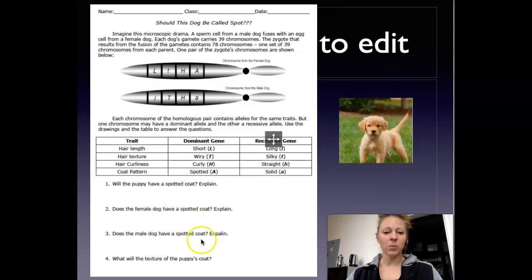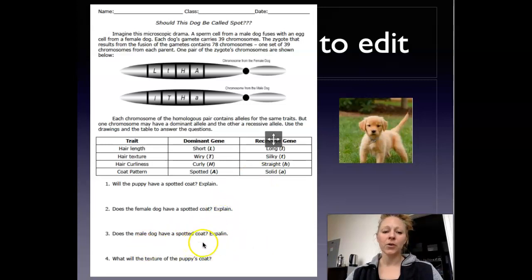Does the dad dog have a spotted coat? Here's his chromosome. Remember, this dad dog has 2 chromosomes, one from his mom and one from his dad. He has a lowercase a, and that tells us that he's passing on a solid coat trait. But we don't know for sure what he has on his other chromosome. This dad dog might have a capital A or another lowercase a. So we don't know for sure what his coat is going to look like. We can't know for that.